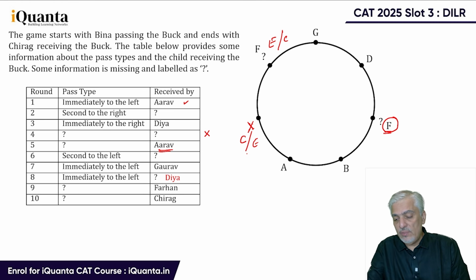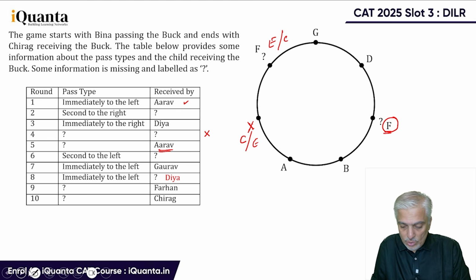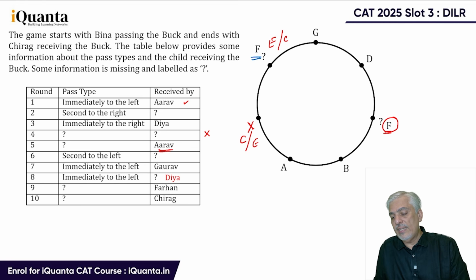But what if Farhan was in this position? Let's use some other color marker and try and make that position for Farhan. So if Farhan was in this position, then where can Chirag come? Because after Farhan, Chirag comes. Again, Chirag could come in any of the positions over here. Chirag could come here or Chirag could come here.